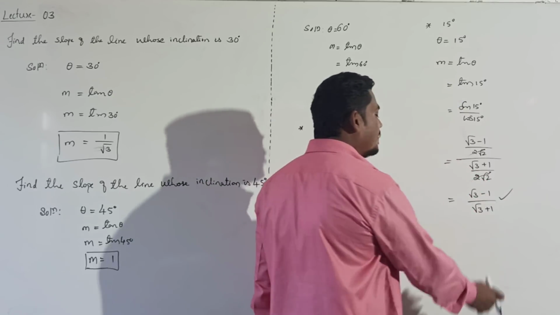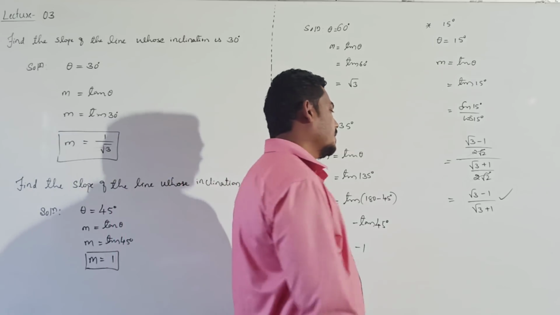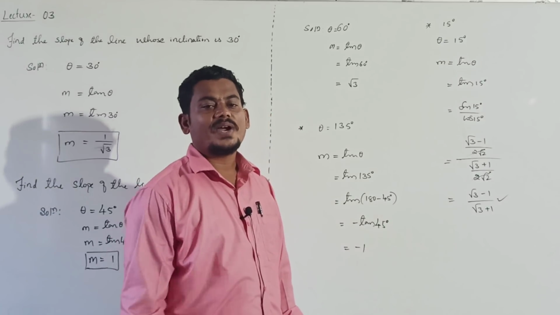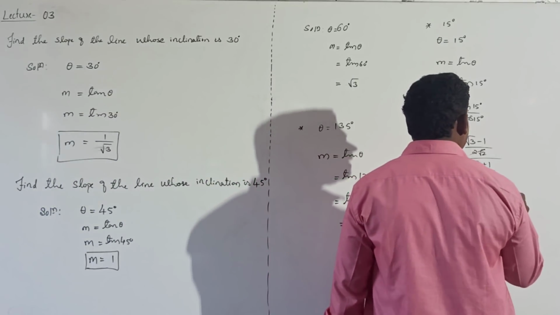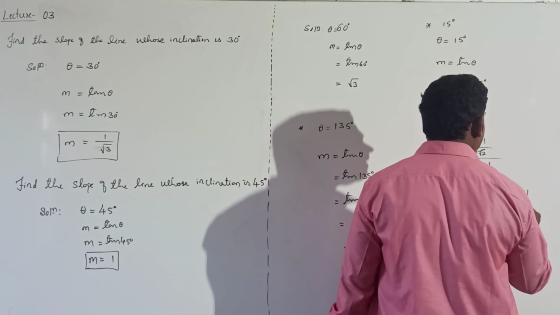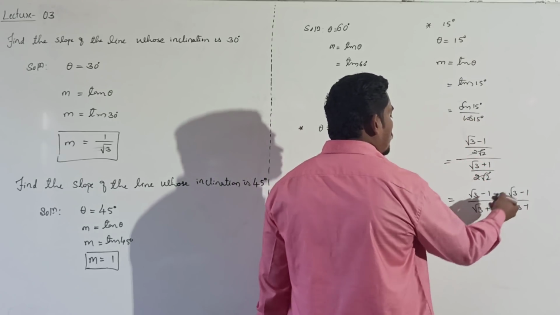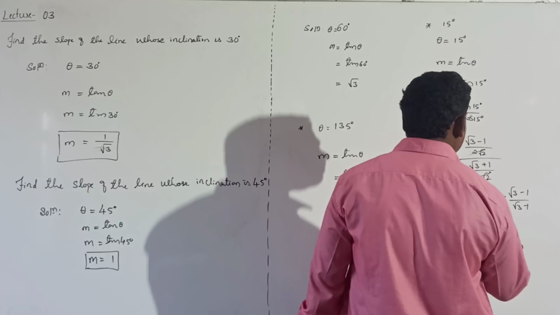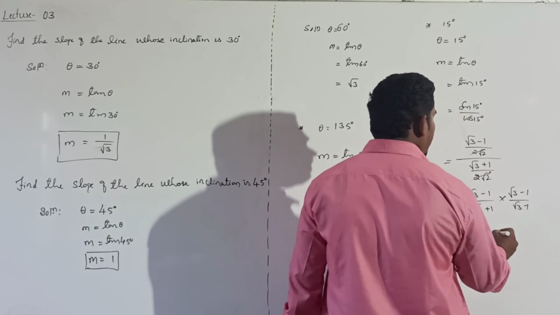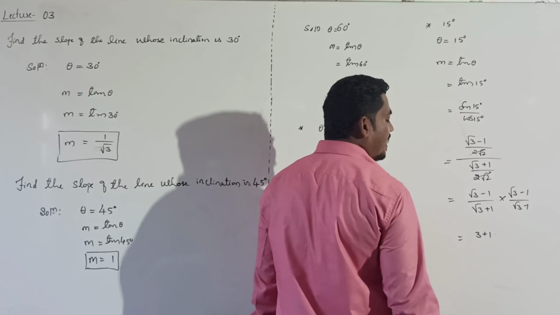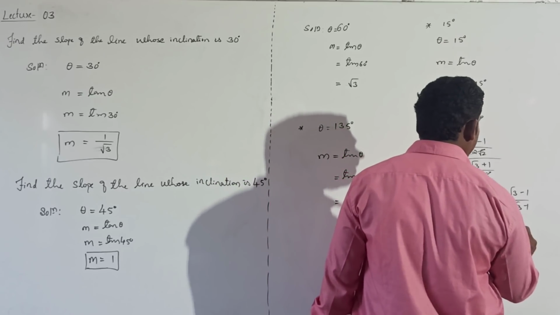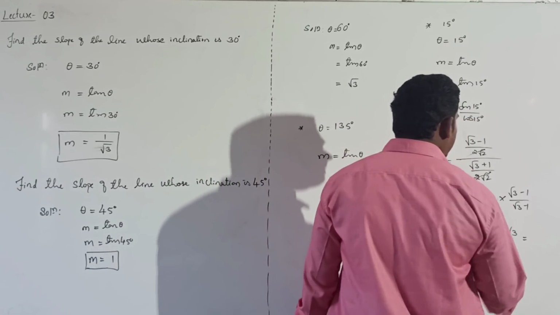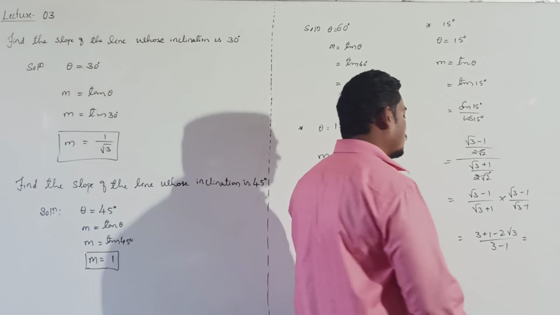This is enough, or else you can rationalize the denominator. If you want a simplified answer, then just rationalize the denominator. Rationalize means multiplying by root 3 minus 1 divided by root 3 minus 1. The numerator is a minus b whole square expansion, that is 3 plus 1 minus 2 root 3. The denominator is a plus b times a minus b, clearly a square minus b square, that's equal to 2.